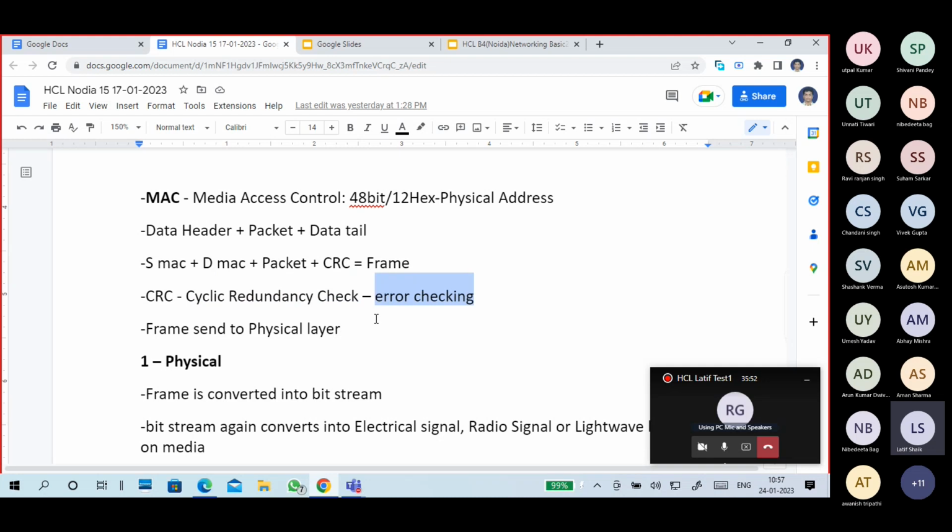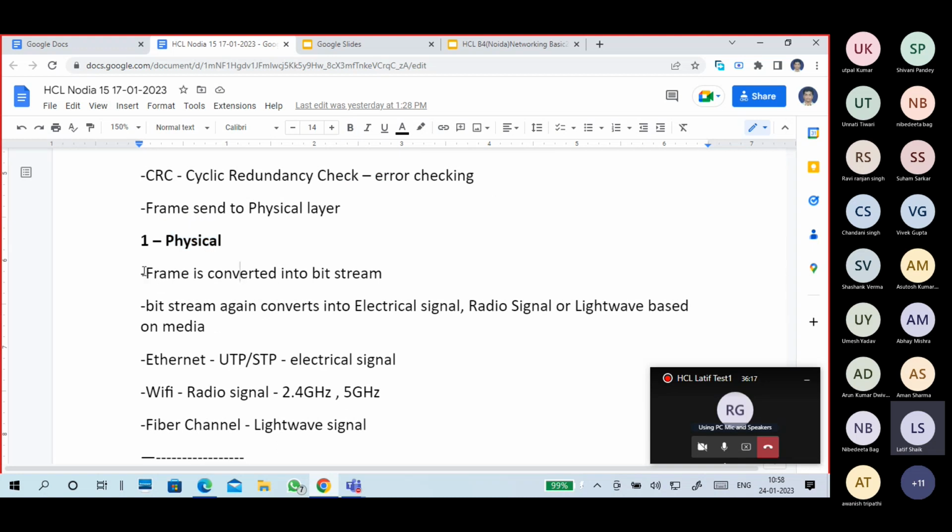Remember guys, layer 2, data link layer. Error checking happens at the data link layer. Error correction occurs at the transport layer. Okay, this whole packet, whole PDU, we call a frame. CRC is an algorithm used to check data errors.